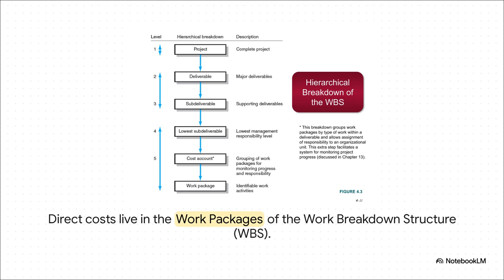And this is exactly why in the world of formal project management, we're so obsessed with the work breakdown structure, or WBS. Its whole job is to take a giant project and slice it into the smallest possible tasks. We call them work packages. And this is where you assign those direct costs. It lets you track every single dollar spent on a very specific activity, super precise.